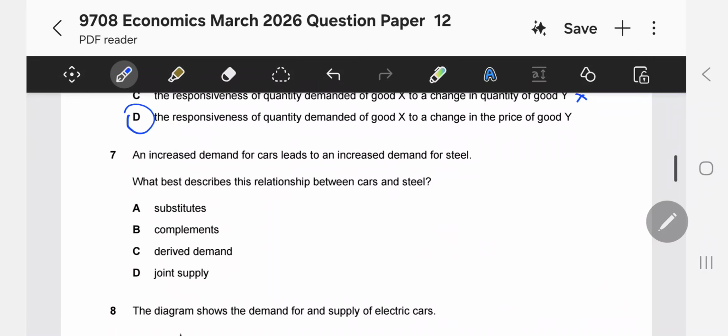Let's try question 7. An increased demand for cars leads to an increased demand for steel. What best describes the relationship between cars and steel? So steel is used to make cars, so steel is derived.